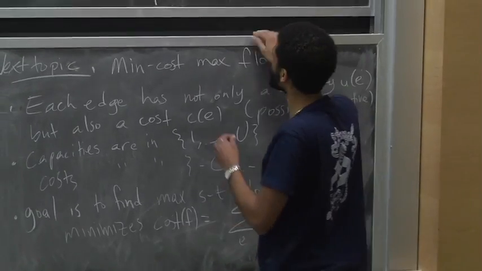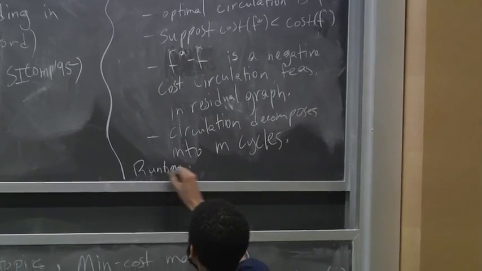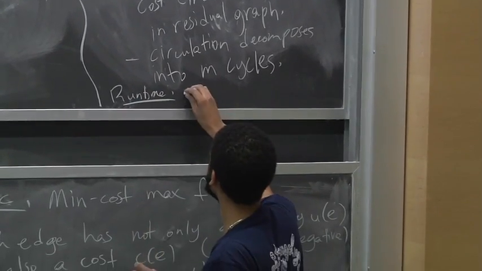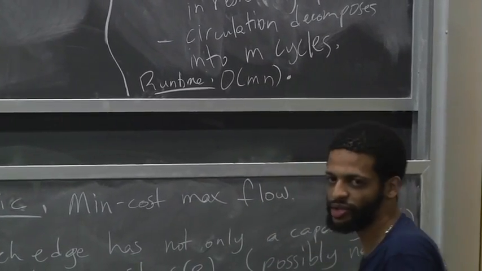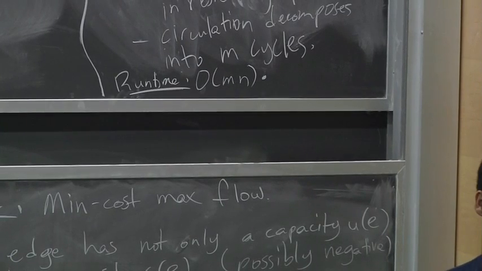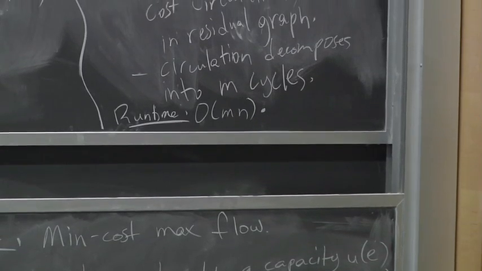So what's our, actually, let me just write it right here. What's our runtime? So we need, in each iteration, we need to run, say, Bellman-Ford. Or we could run the other one. How many iterations can there be? I mean, give me any valid bound.